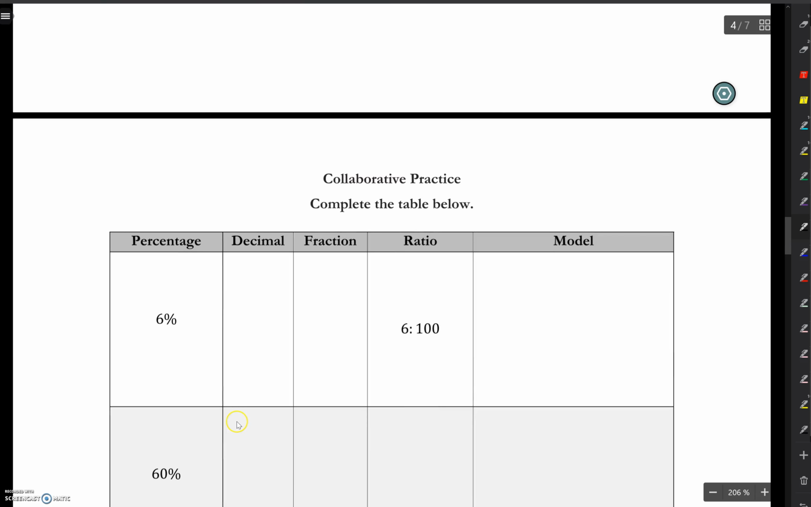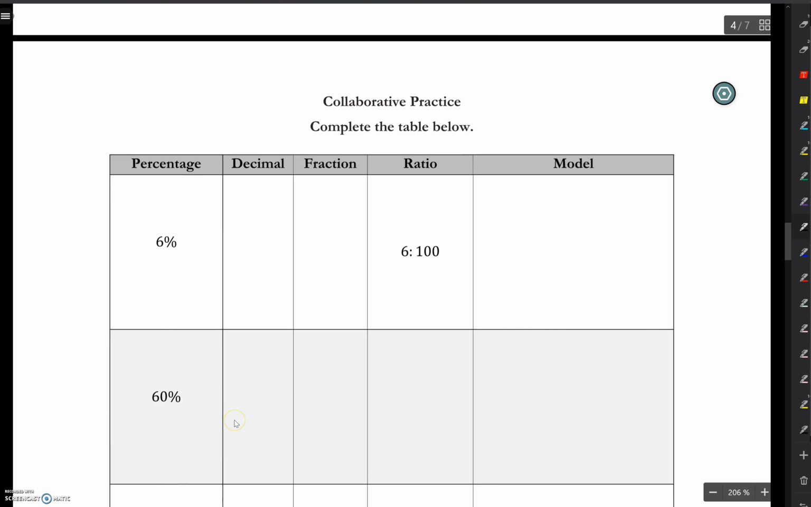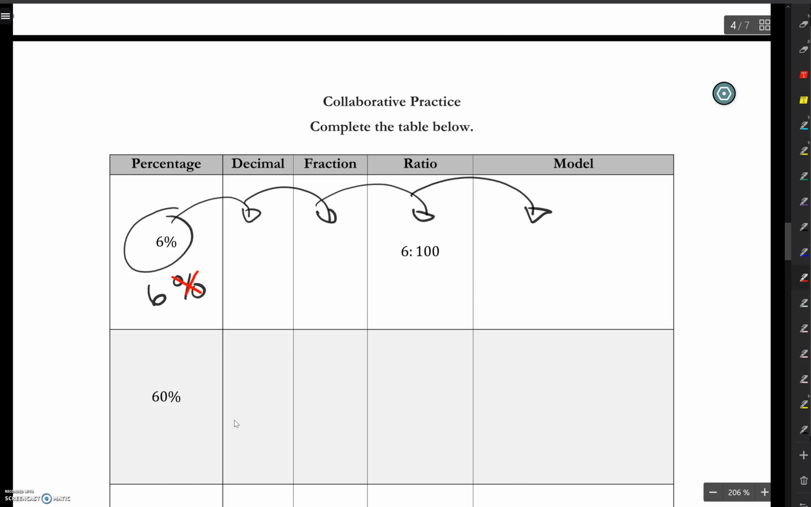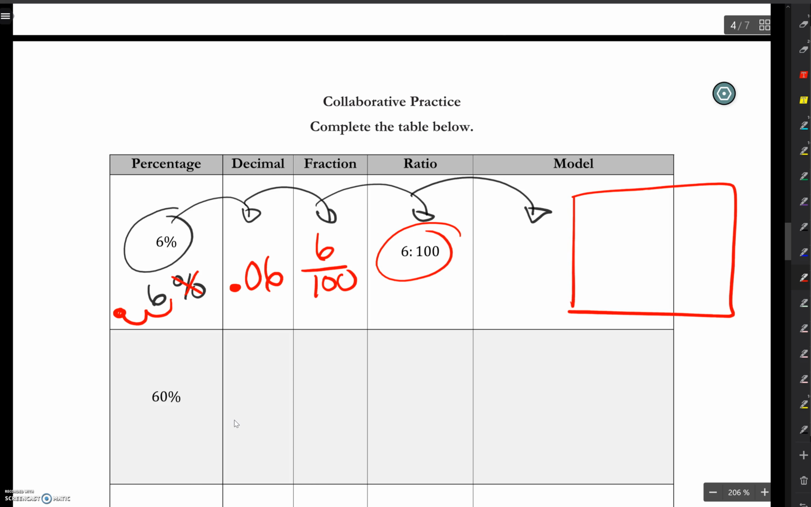And then when we get to this one here, it says collaborative practice. We're going to convert our percent into a decimal, into a fraction, into a ratio, and then into a model. So 6%: we get rid of the percent sign, we move it 1 and 2. Remember our rule. So we put it 0.06. The fraction would be 6 over 100. The ratio is already done for you. And for our model, I would have to draw a hundreds frame.